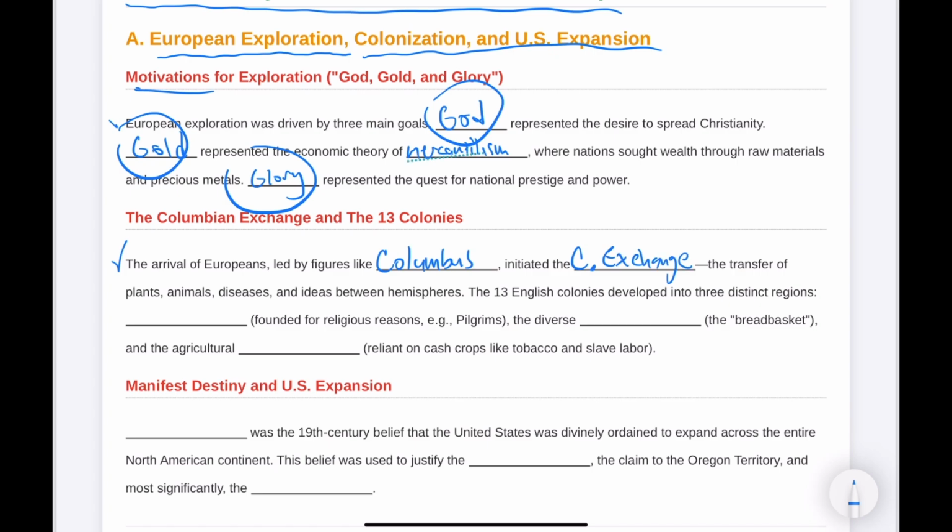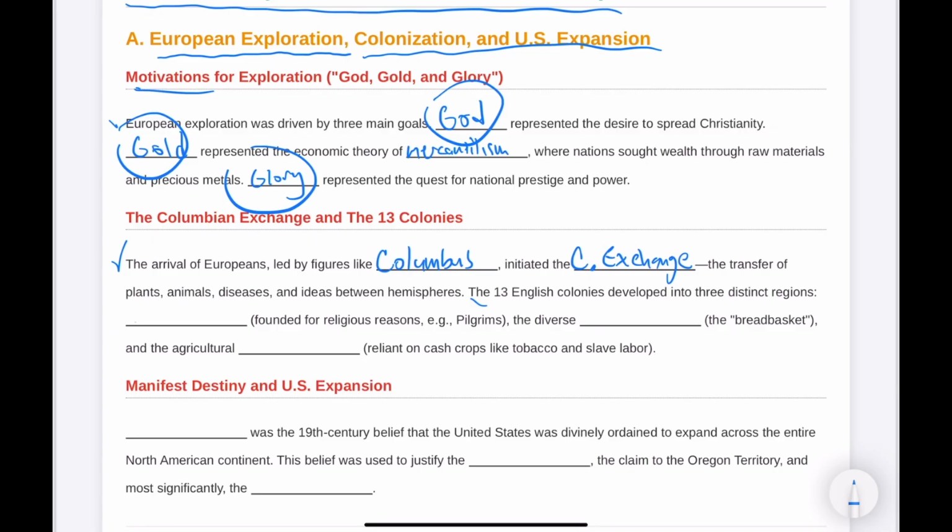Some of these I will abbreviate so that you don't have to watch me write the entire thing. All right, so the Columbian Exchange was the transfer of plants, animals, but also diseases and ideas between the different hemispheres. So the 13 English colonies developed into three distinct regions.